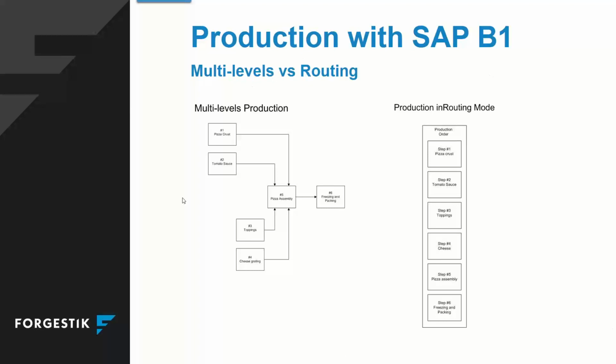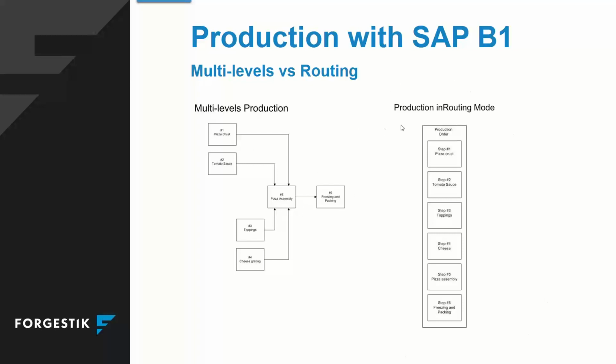This is what I did the last time. I was trying to show the difference when using multiple level BOMs, where we had a pizza to make, and when I wanted to make this pizza, I first had to create the BOMs for the crust, the tomato sauce, some toppings, and the cheese grating, just to make one pizza. So it was like 4, 5, 6 production orders just to manage one pizza.